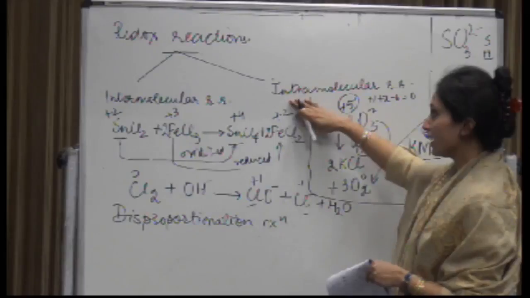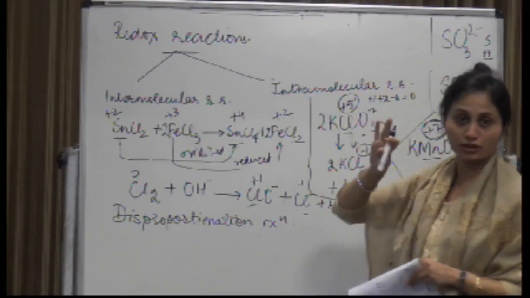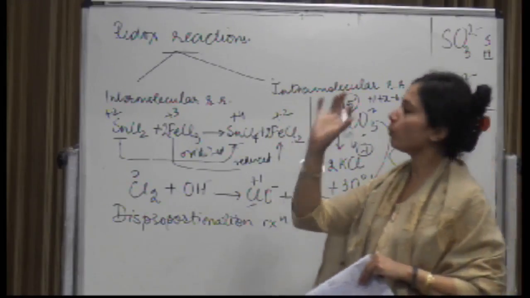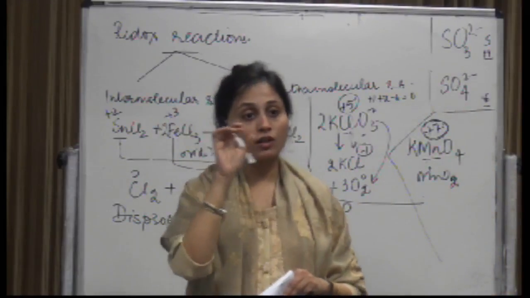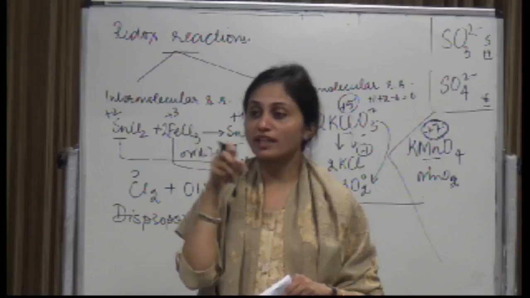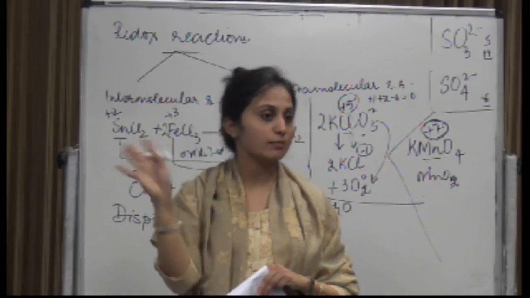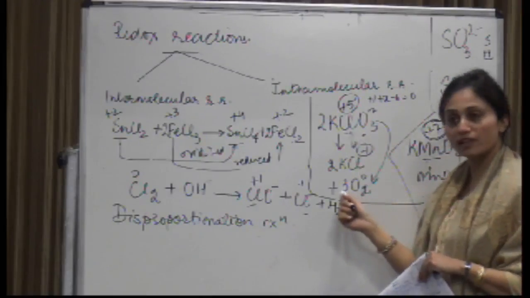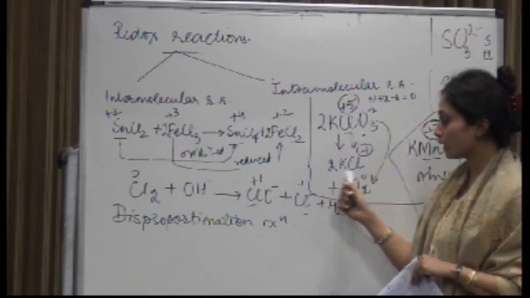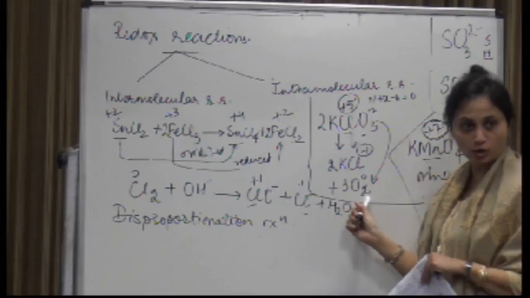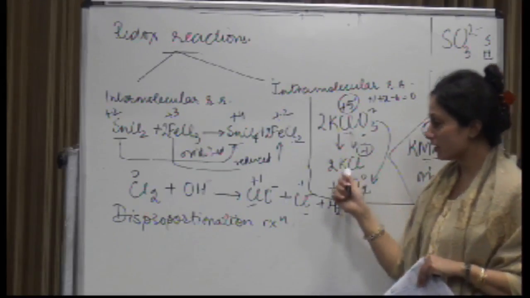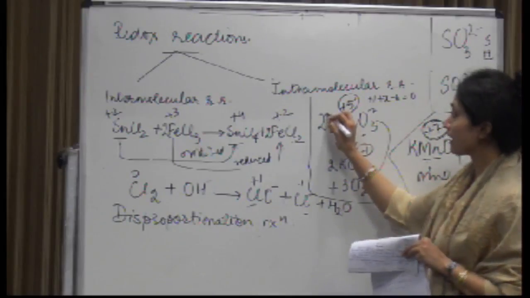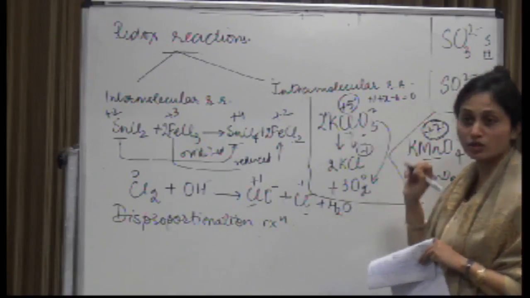Then we talk about intramolecular redox reaction. In intramolecular redox reaction you have only one compound, and elements of that compound are getting reduced and oxidized simultaneously. For example, KClO3, I have noted down the reaction. KClO3 is forming 2 KCl plus 3O2. Find out the oxidation number of every element. This will be +1, this will be +5, this will be -2.